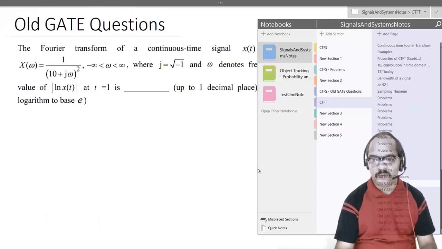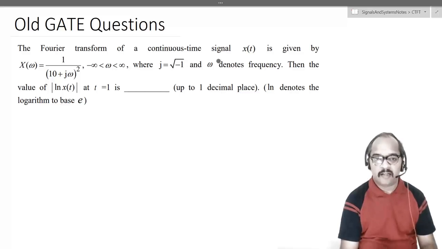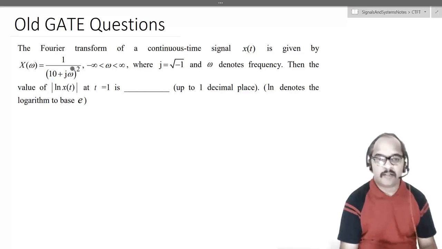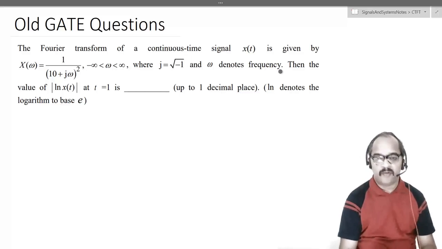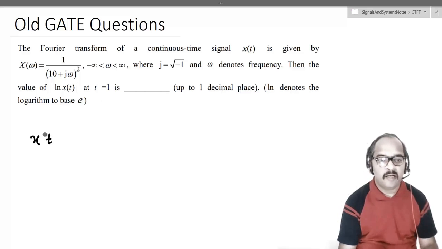Right. So let's move to the second question. For a continuous time signal x of t, the Fourier transform is given to be this one. They wanted to find out what is the modulus of ln of x of t at t equal to 1.